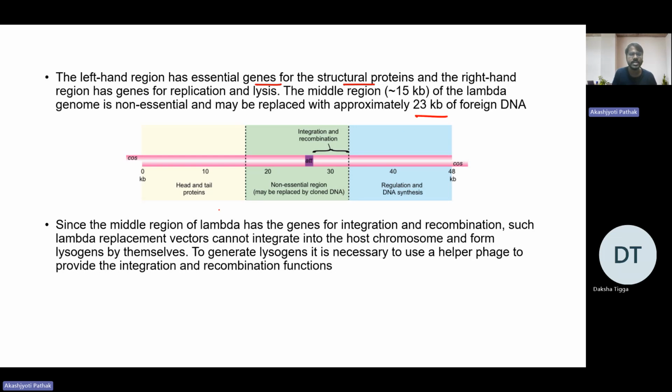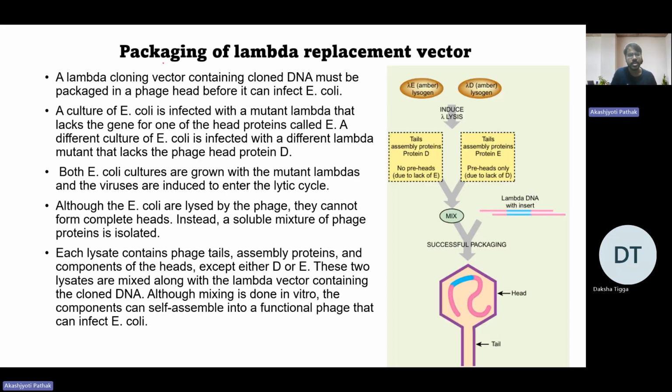Now if you replace the middle region, it has one important function of integration and recombination. Once you inject this DNA into the host cell, for integrating into the host genome, these enzymes, integrase and recombinase, are required. But you have replaced it with your gene of interest, so this recombination can no longer take place, isn't it? So you will require helper phages, as lambda replacement vectors cannot integrate into the host chromosome and form lysogens by themselves. To generate lysogens, it is necessary to use a helper phage to provide the integration and recombination function. Okay, so for this, you need to understand this concept.